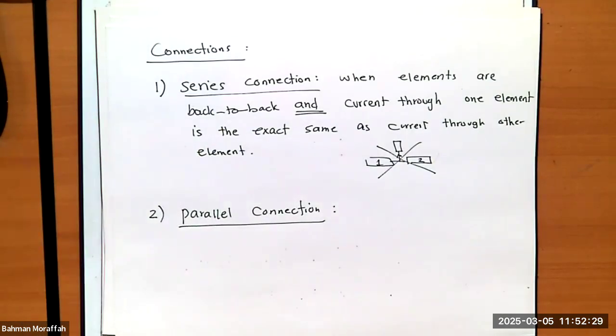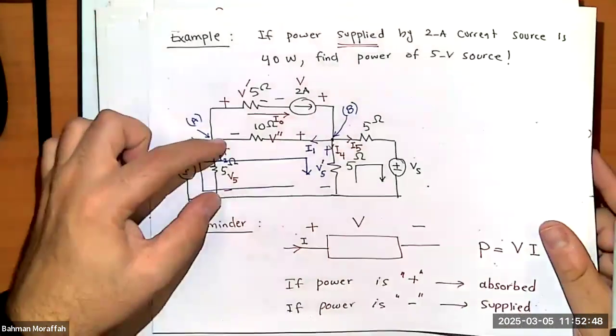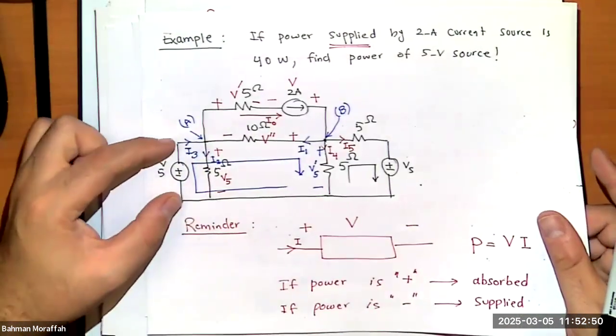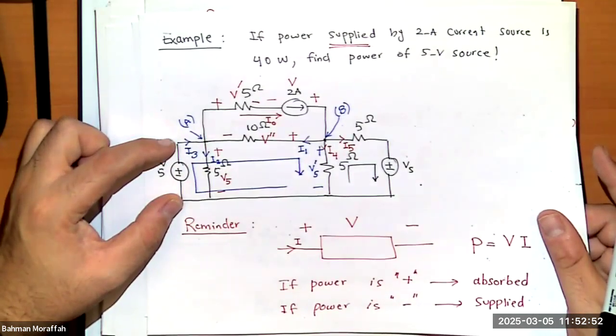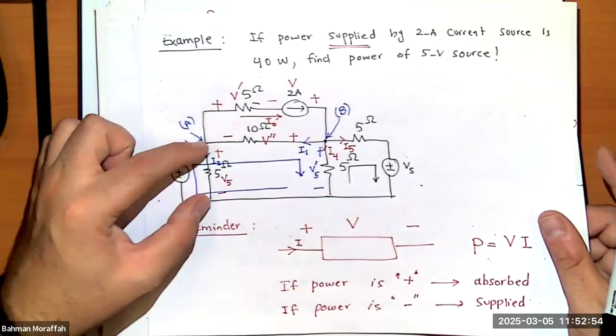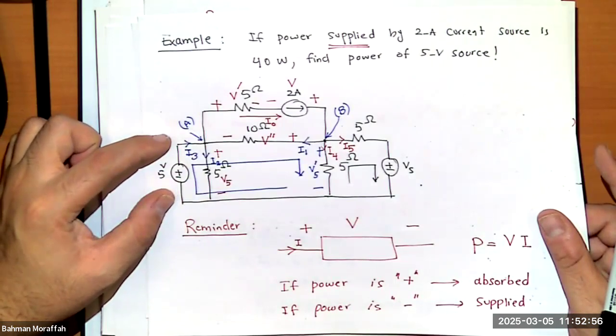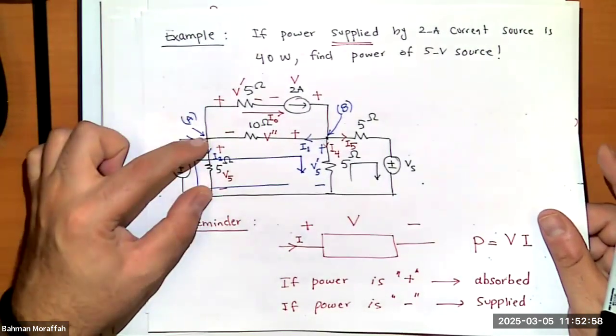We call two elements parallel. Again, it doesn't have to be a resistor. If they share the exact same head and the exact same tail, and the voltage across each element is the same. Exactly the same as what we had in this example. If you look at this 5 ohms, that's in parallel with this element because they share the exact same head and tail. And the voltage across this must be the same as the voltage across this.